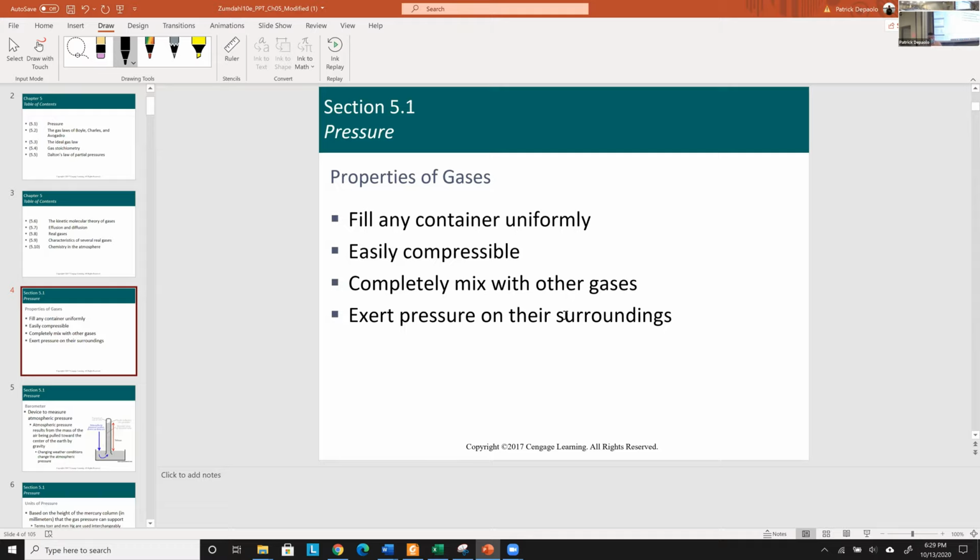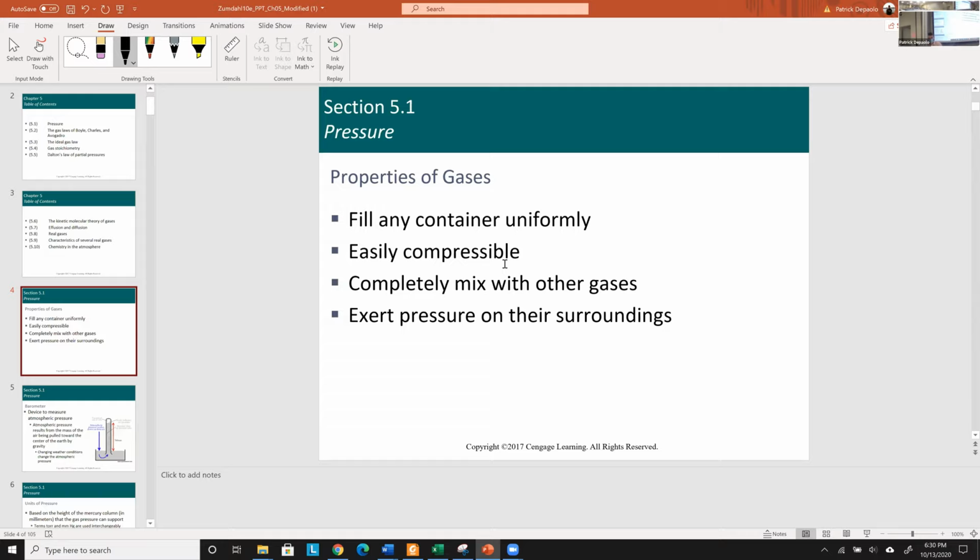So no matter what the container is, let's say it's the room, eventually the particles from my breath will reach out into the room an equal distance away. And they are compressible. This is the key thing with gases that's different than liquids and solids, is we're going to be dealing with this other variable called pressure.